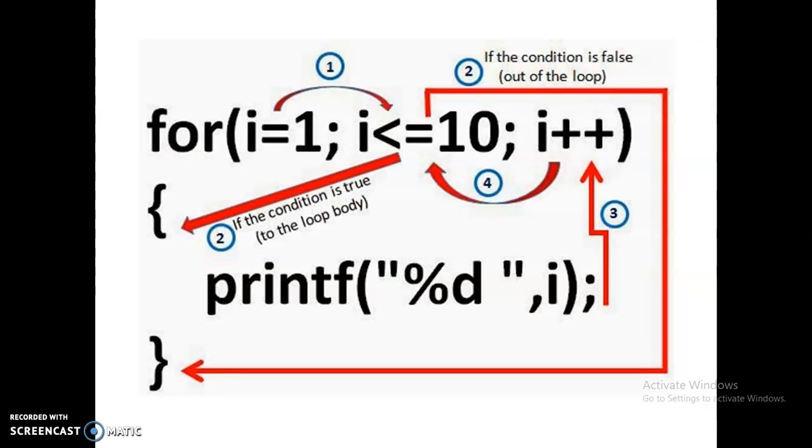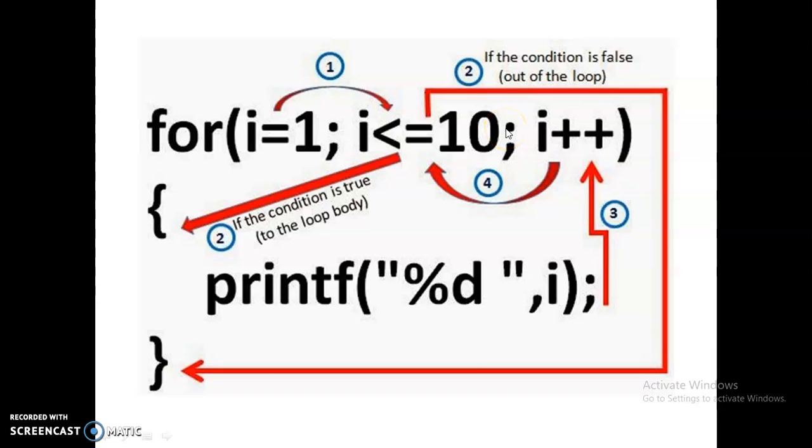This is the pictorial representation of how the for loop will be executed. The first step is initialization. Here the number 1 represents initializing the value 1 to variable i. The second step is the condition checking. If the condition is false, it will go out of the loop. That means the direction shown by the red line: it goes out of the curly brace, and it will execute the statement after the curly brace. If the condition is false, this will happen.